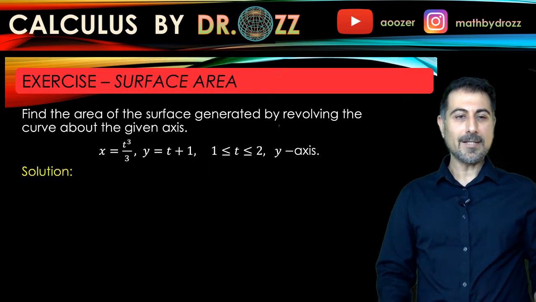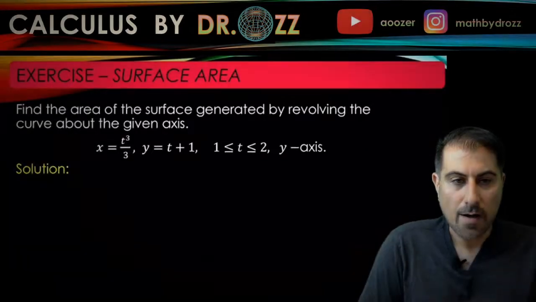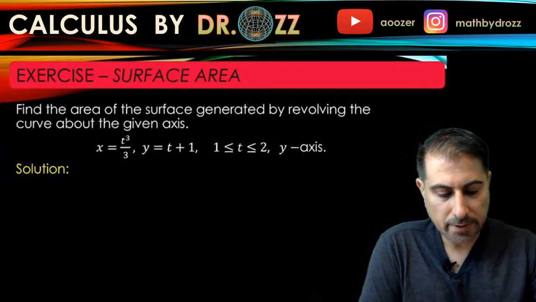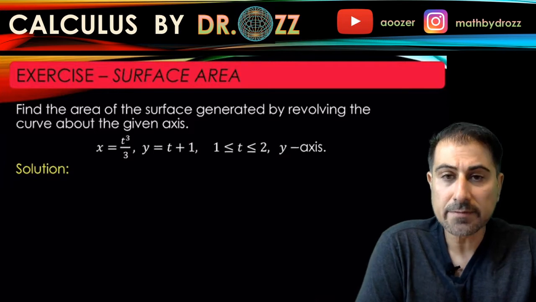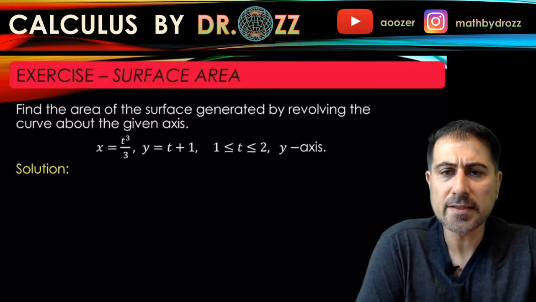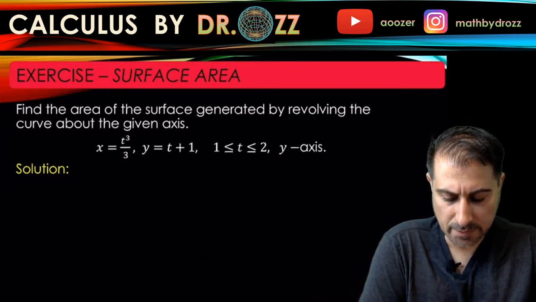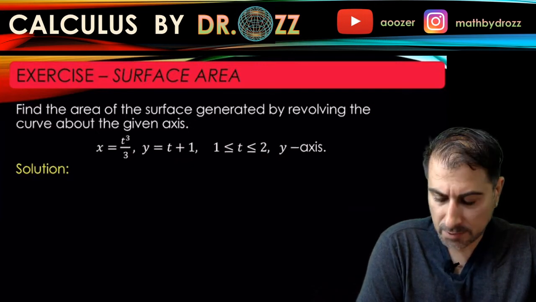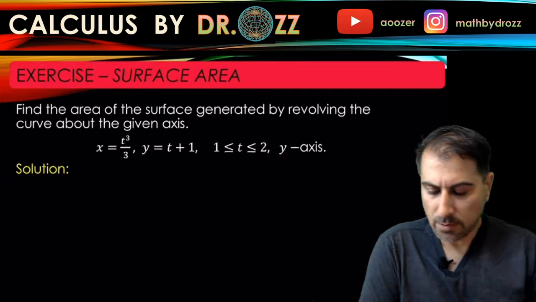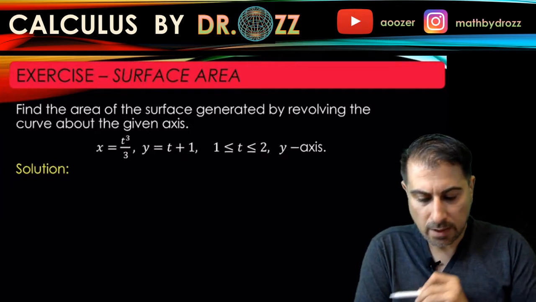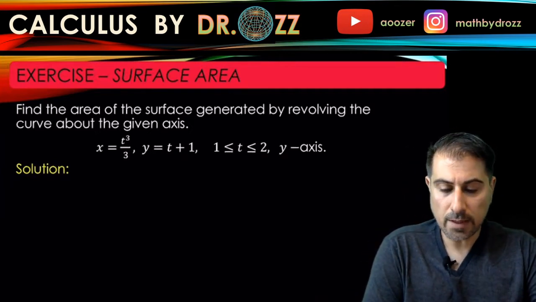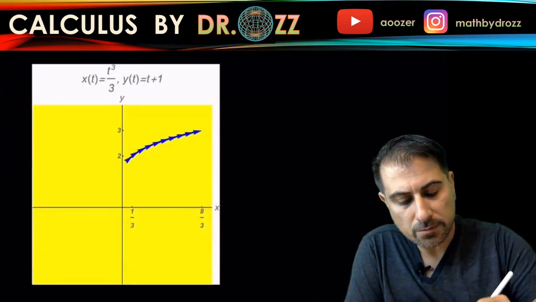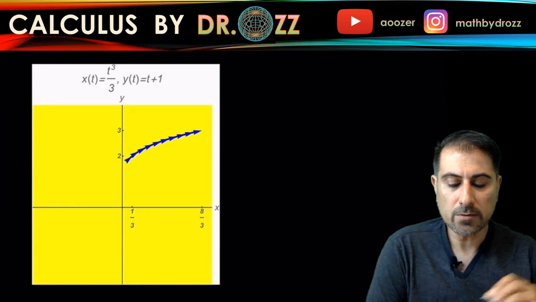All right, let's get started. We're going to find the surface area generated by revolving the curve about the given axis, which is the y-axis in this case. So the curve is parameterized as x equals t cubed over 3 and y equals t plus 1, and t is between 1 and 2. And here is what it looks like. You can also graph this curve by yourself. So we're going to revolve this curve around the y-axis.